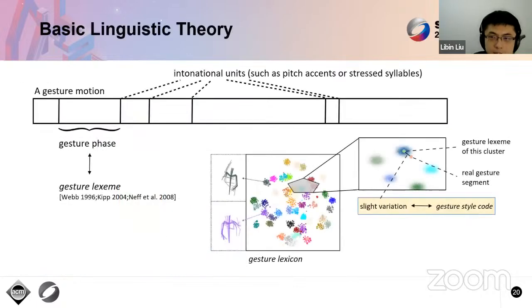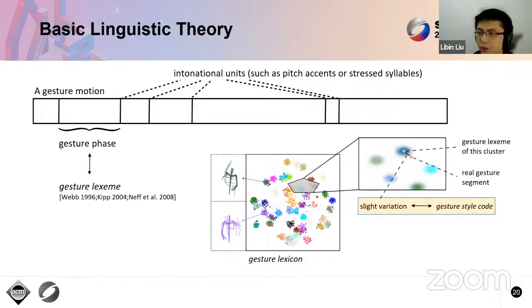And for the semantic part, that is more complicated. That is, I think, the most interesting part of this paper. We actually took a look at some linguistic theory, and in linguistic theory, they study a lot about how humans perform their gestures. They have some conclusions. One of them is that the gesture motion consists of a sequence of gesture phases. Now, these gesture phases align with the intonational units of the audio. This gesture phase is often referred to as a gesture lexeme.